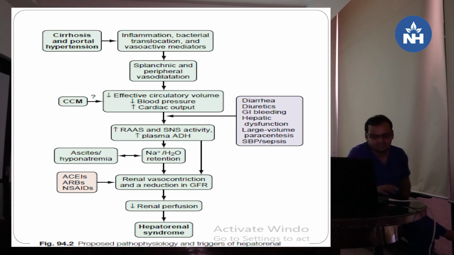The main mechanism in the pathophysiology of hepatorenal syndrome is renal vasoconstriction and reduced GFR, mainly through activation of the RAS and plasma ADH secretion, which ultimately leads to renal vasoconstriction, decreased renal perfusion, and finally hepatorenal syndrome.